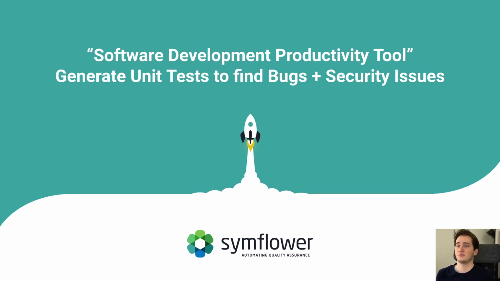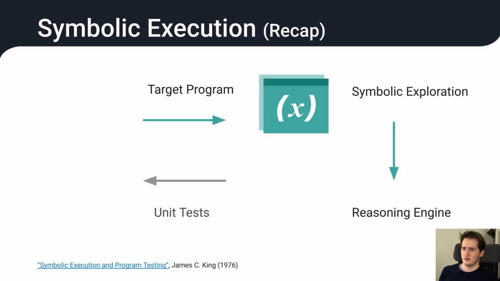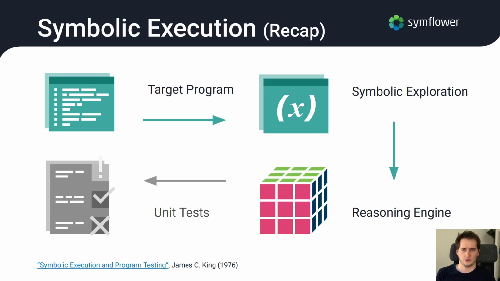And while this may sound like magic, this is built on top of a very well-established research topic called symbolic execution. I will quickly go into what symbolic execution does and how it works. This is a technique invented first by James King in 1976, so quite old actually. The idea is we want to analyze a target program, an input program that we get from a user, and we want to find bugs or problems.